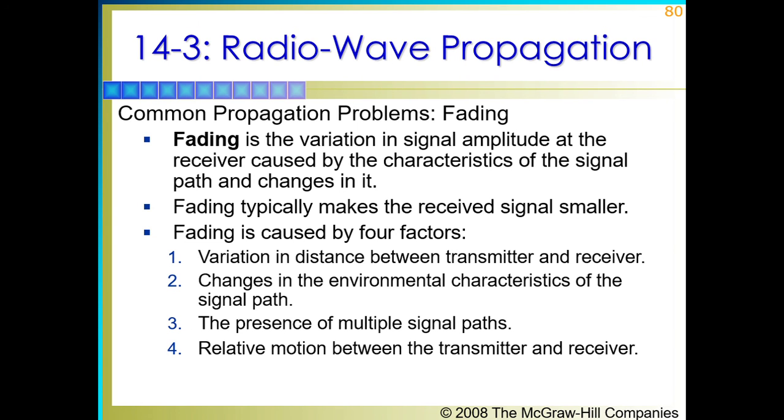Fading is the variation in signal amplitude at the receiver caused by the characteristics of the signal path and changes in it. Fading typically makes the received signal smaller. Fading is caused by four factors: variation in distance between transmitter and receiver, changes in the environmental characteristics of the signal path, the presence of multiple signal paths, and relative motion between transmitter and receiver.